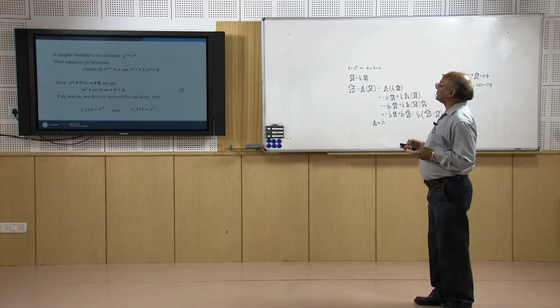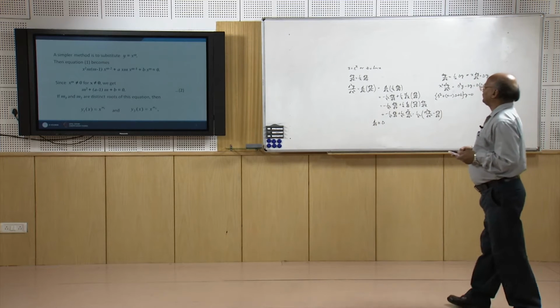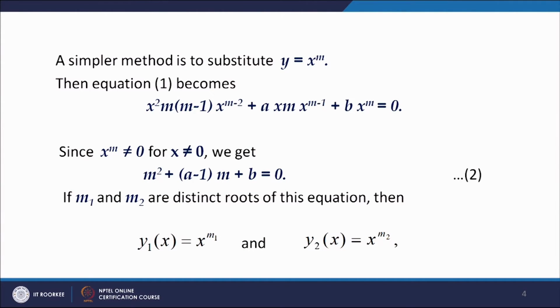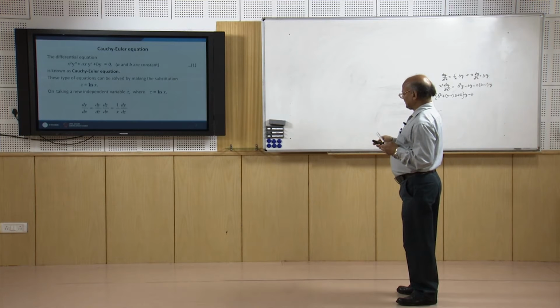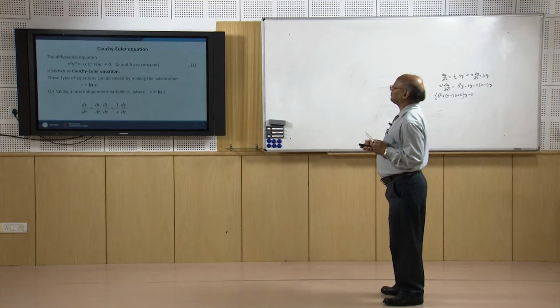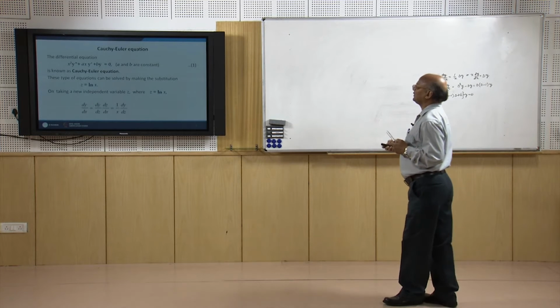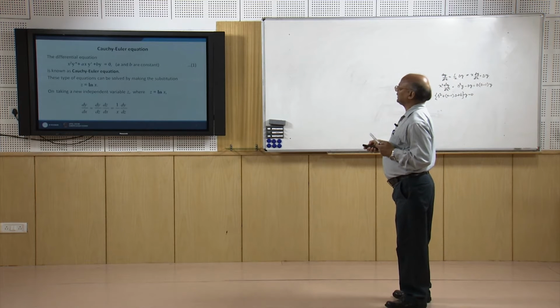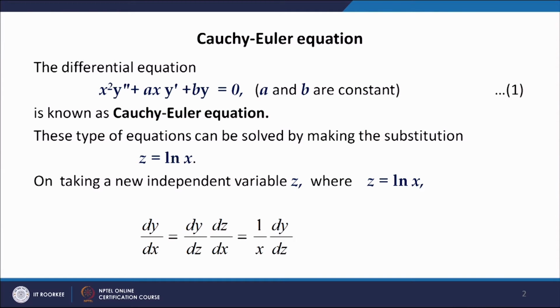Now, there is another method which is rather simpler to find the solution of the differential equation x square y double dash plus a x y dash plus by equal to 0. In this method, we put y equal to x to the power m in that equation. When you differentiate twice x to the power m, you get m into m minus 1 x to the power m minus 2. So you get m into m minus 1 x to the power m after you multiply by x square, and similarly a times x y dash will be a m x to the power m, plus b x to the power m equal to 0.